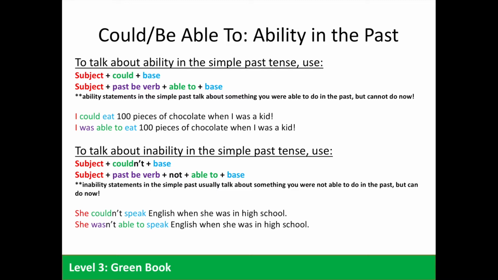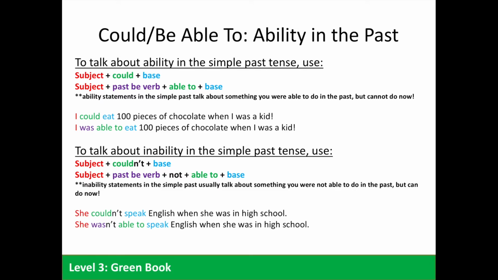Let's look at some examples. I could eat 100 pieces of chocolate when I was a kid. I was able to eat 100 pieces of chocolate when I was a kid. We can also use modals like couldn't and be able to in the past to talk about inability in the simple past.